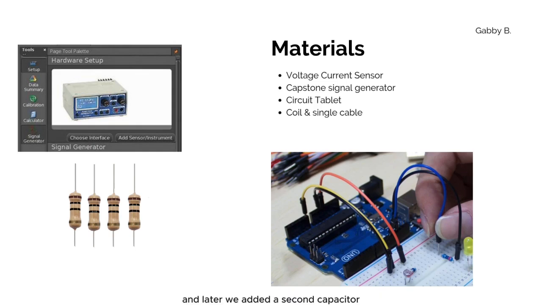And later we added a second capacitor and tested both series and parallel connections to compare their equivalent capacitances and percentage errors. So overall, the signal generator provided the power, the resistor and capacitor determined the circuit's behavior, and the sensor, along with Capstone, allowed us to record and see our results accurately.